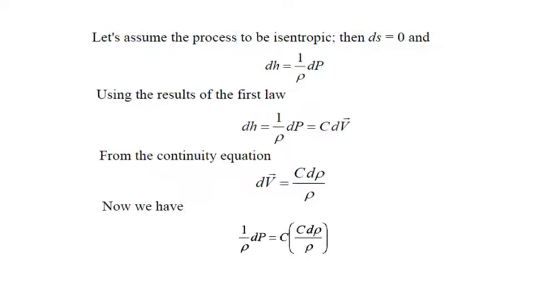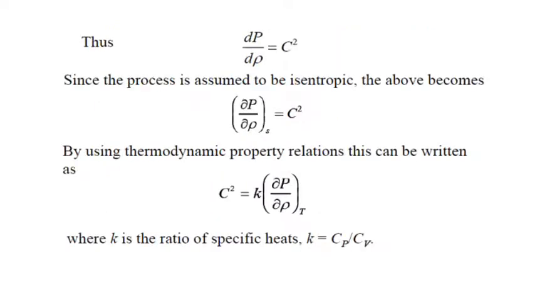Now, using the result of the first law, your equation will be dh is equal to 1 by rho dP, which is equal to C dV. From the continuity equation, we write dV as C d rho by rho. Now, altogether we write the equation as 1 by rho dP is equal to C into C d rho by rho. In the next slide, you can see the value for C square, that is dP by d rho. Since the process is assumed to be isentropic, the above relation becomes (dou P by dou rho) with respect to S is equal to C square.